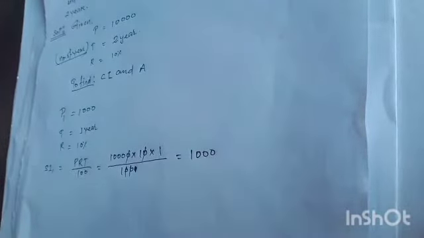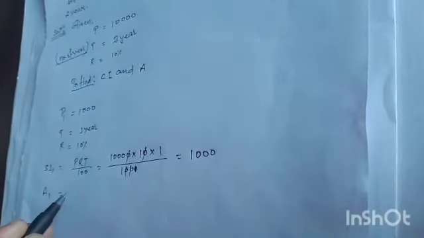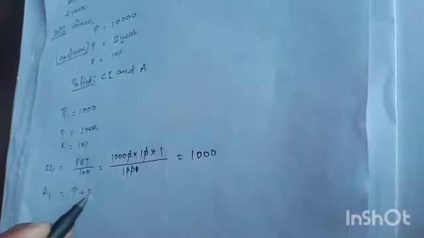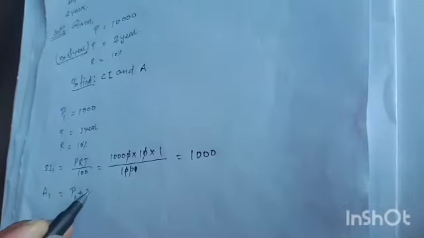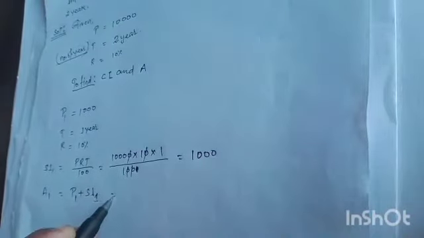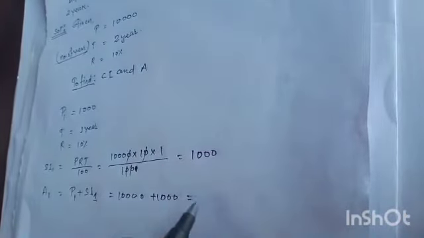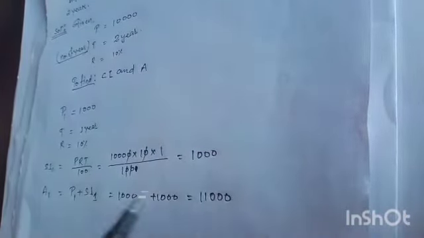1,000, right? So the first year simple interest will be 1,000. So after 1 year, the amount A1 is equal to the principal plus SI1, that is, first year principal and simple interest 1. That means 10,000 plus 1,000, so this one is 11,000. 11,000 will be the first year amount.